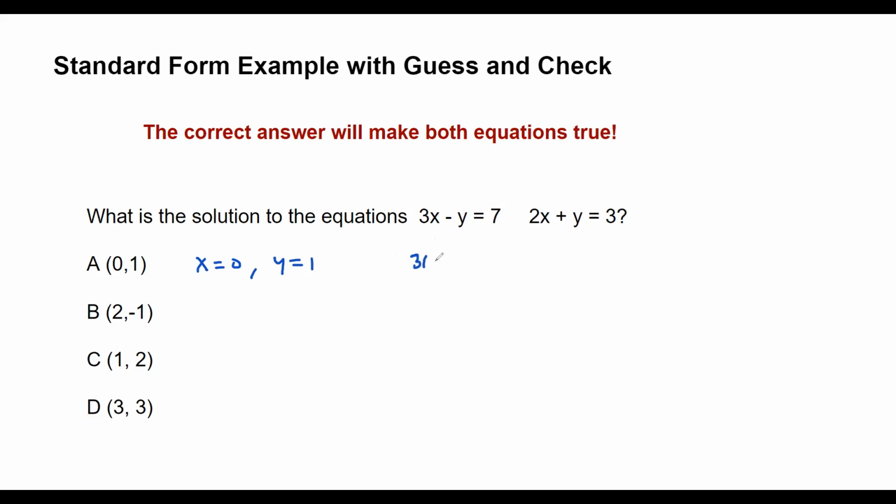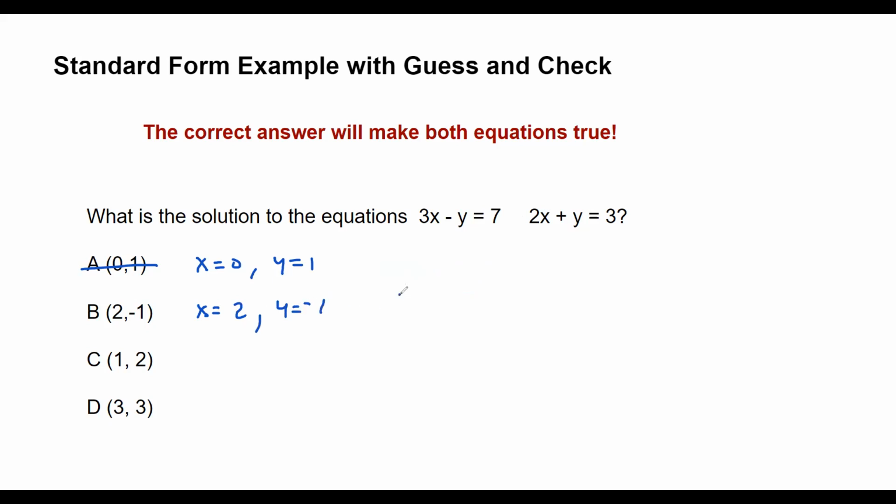3 times x minus y, which is 1, is equal to 7. We put the left side in the calculator here, and we get 2 equals 7. That's not true. There's no need to check the second equation. So I'm going to erase that, and we are going to move on to our next option, which is x equals 2, y equals -1.